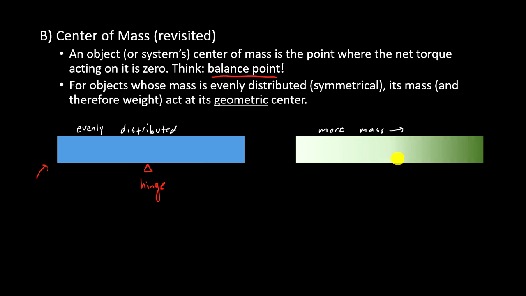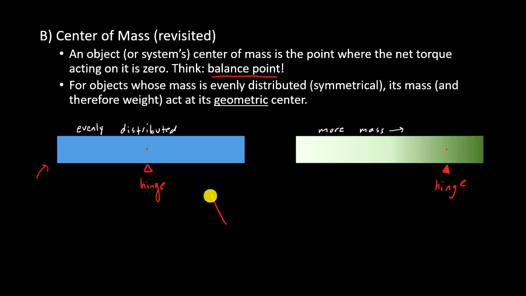Imagine I had something that wasn't symmetric. So I have a lot of mass over here. The object over here is very light. I would have to have that hinge way closer to this side to have it be balanced. Again, the average location of the mass, and therefore the weight, would be here in this case, and here in this case. And if I put a hinge underneath where that center of mass is, the object would balance.